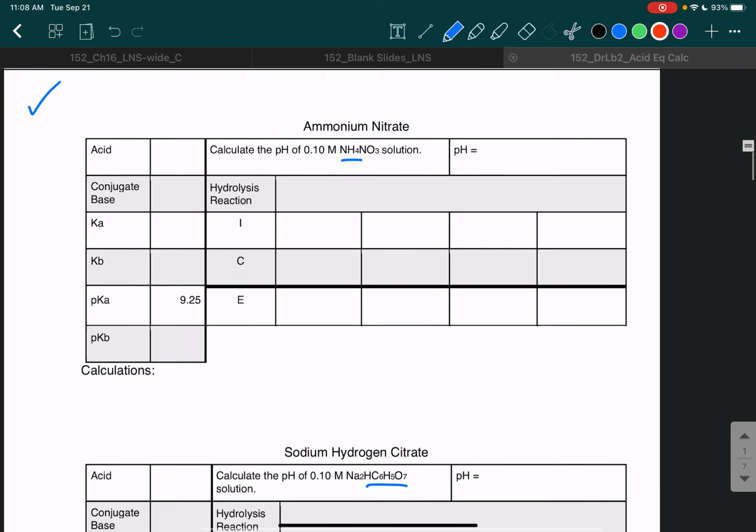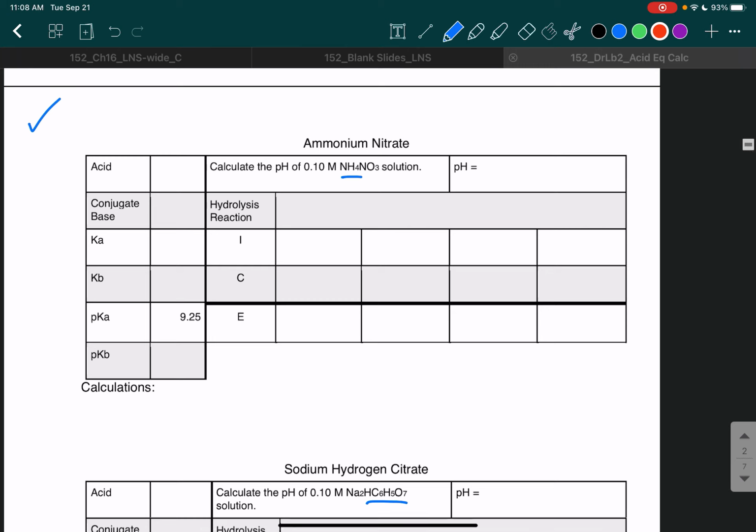So let's just look at one of these. Look at what you got. Instead of the Ka, I give you something called the pKa. Again, I will talk about that in a minute. And then, all right, ultimately, the calculation is how you calculate the pH for this particular compound.